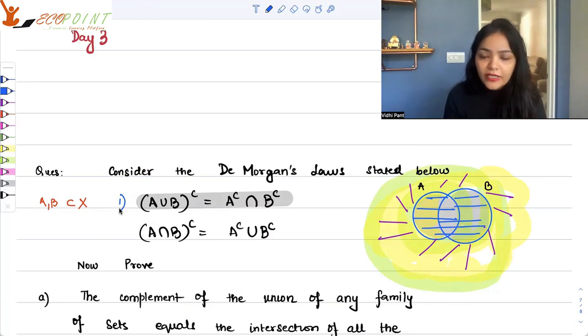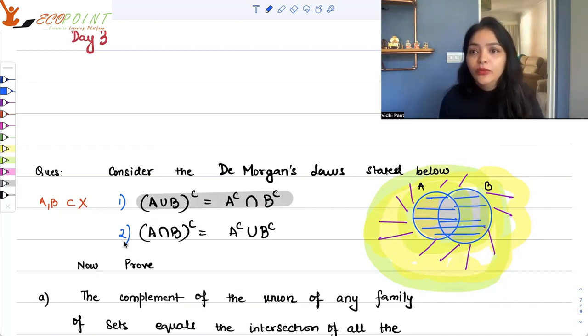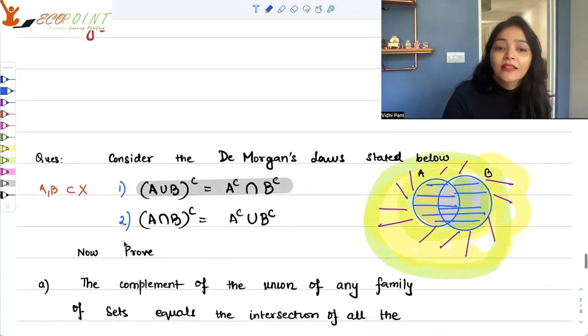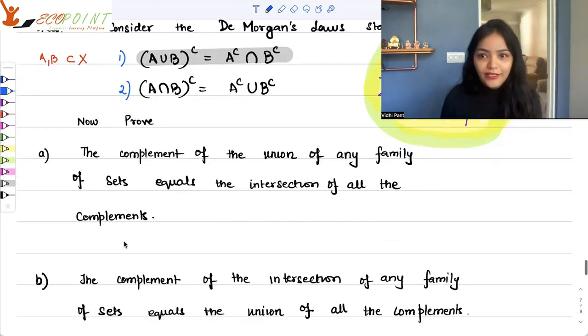This is a general case that I've created. You create any kind of Venn diagram, you will get that this statement is always true. And so will be the other statement, which I leave for you. So this is for two sets, A and B. In case you have two sets, A and B, number one, the complement of A union B is equal to A complement intersection B complement. And number two, the complement of the intersection of A and B is equal to A complement union B complement.